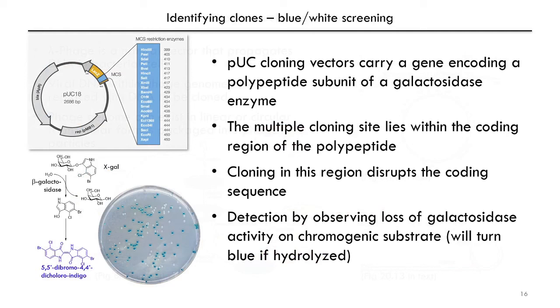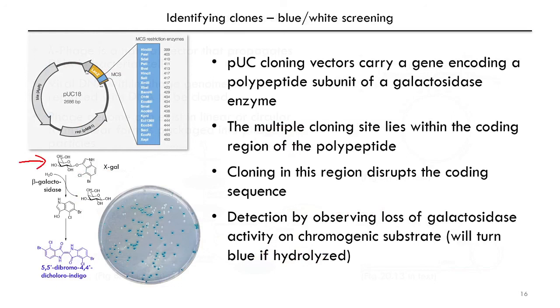Within the region coding this polypeptide is a multiple cloning site that has several restriction sites into which you can insert a piece of DNA. If you insert DNA into this site, that disrupts the coding sequence of the galactosidase subunit. Then you can detect the disruption by observing the lack of galactosidase activity on a chromogenic substrate. This substrate turns blue when it's turned over by the galactosidase.